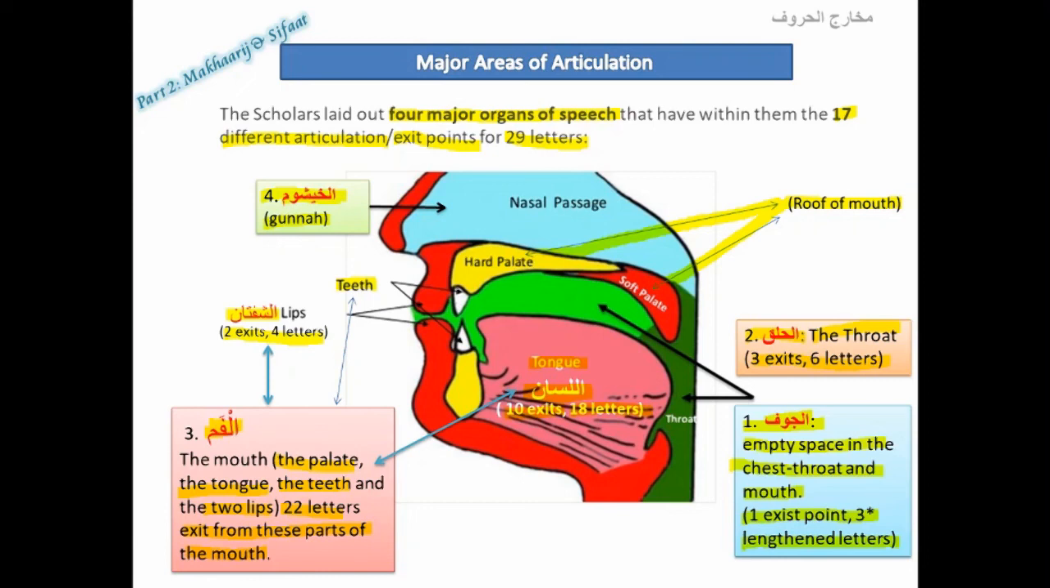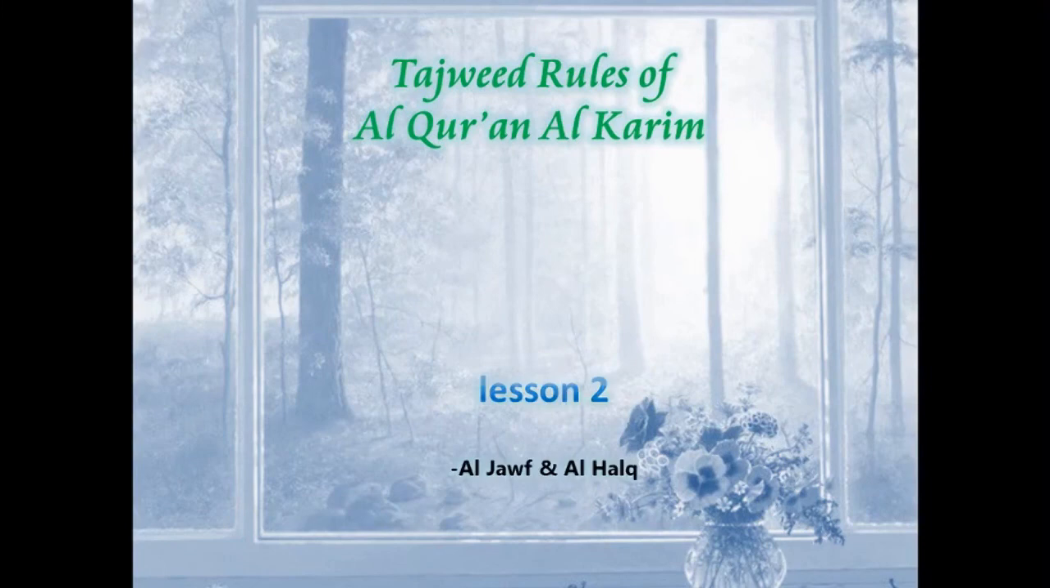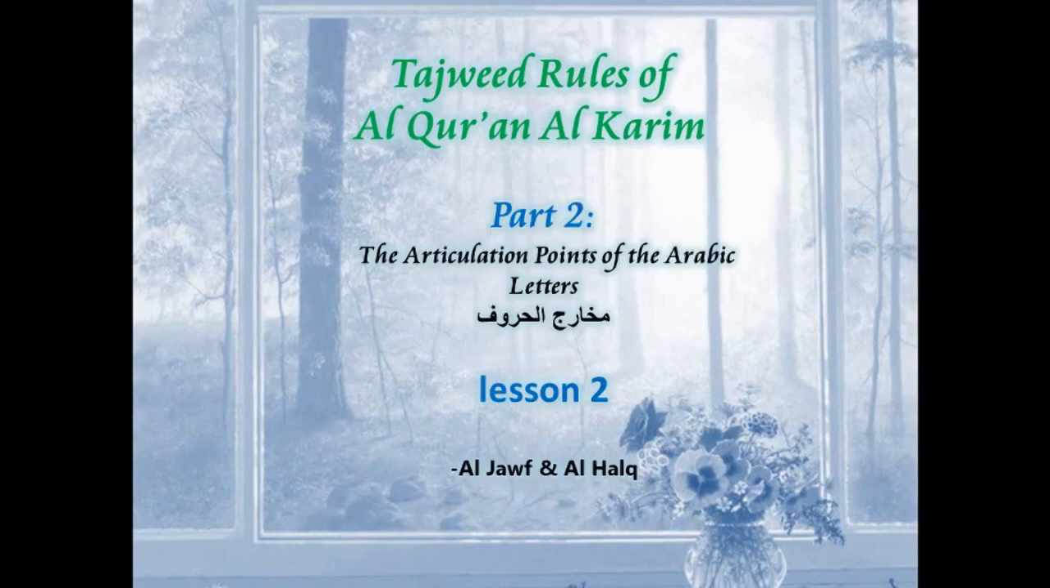Alhamdulillah, you've just seen how these 17 exit points, if you count them up, and all the 29 letters are divided into these 17 different articulation points and the 4 organs of speech. So these are the 4 major organs of speech that the Arabic alphabet requires. Alhamdulillah. Inshallah we will continue the next lesson with al-jawf and al-halq.